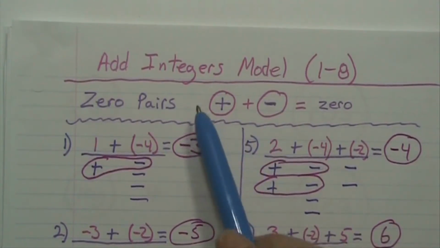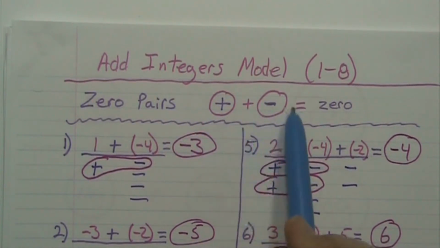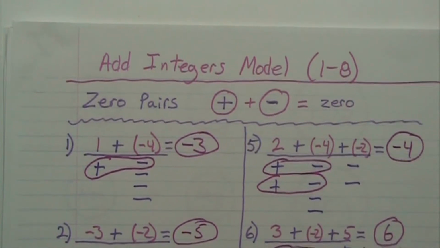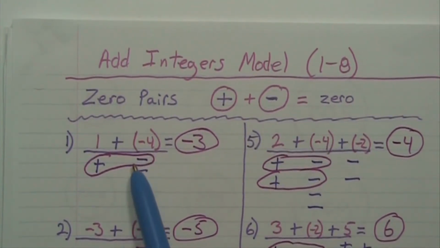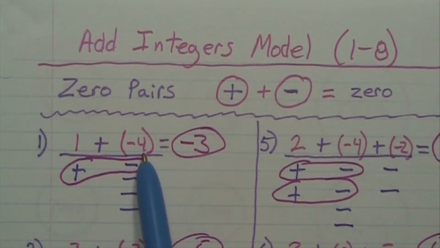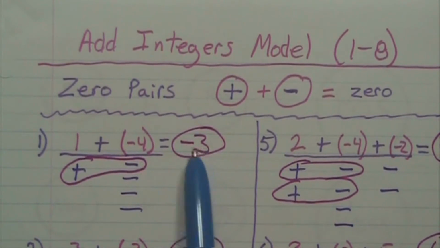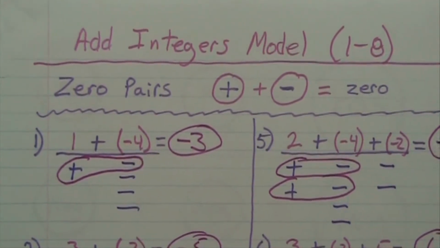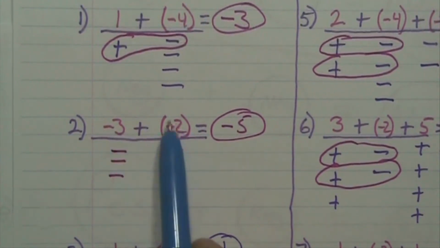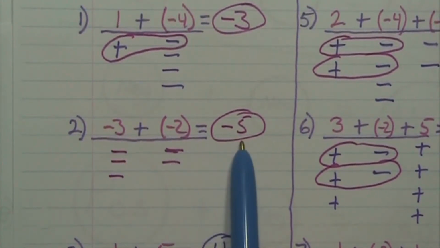And when adding integers, remember we talked about zero pairs, a plus and a minus cancel each other out. For example, in this case right here, you have one positive and four negatives. Well, obviously, you subtract them. 4 take away 1 is 3, but there's more negative. But now if they're the same sign, they're both negative, you just add them up. 3 negatives and 2 negatives makes 5 negatives.